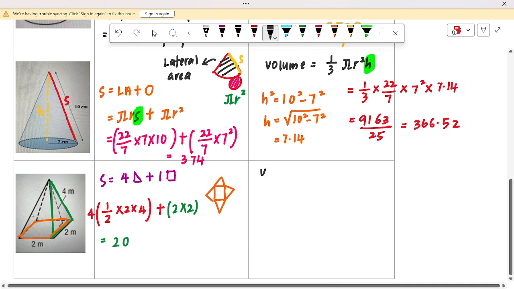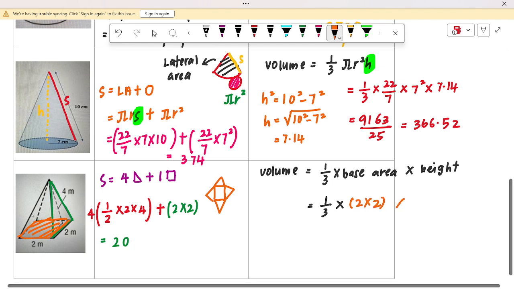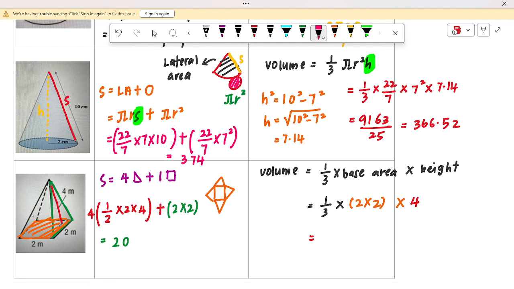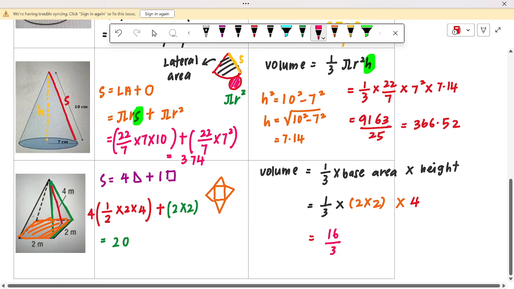Whereas for volume, your volume for a pyramid is 1 over 3 times base area times height. So in this case, 1 over 3 times, what's your base area here? Your base area is the square at the bottom, which is 2 times 2, times your height. The height of the pyramid is 4. So 1 over 3 times 4 times 4 will give you 16 over 3.